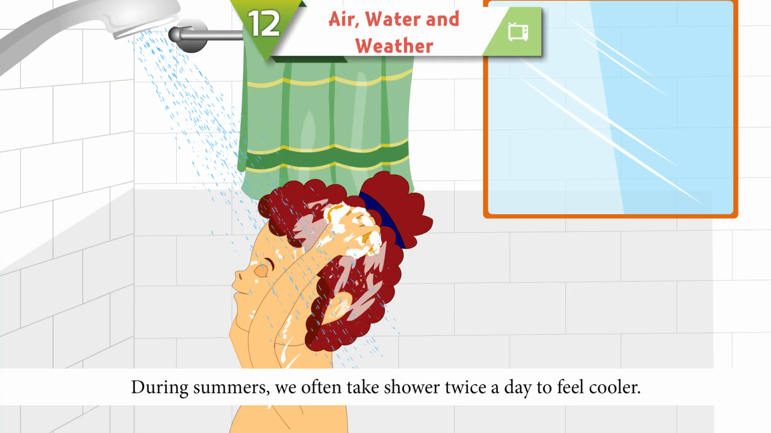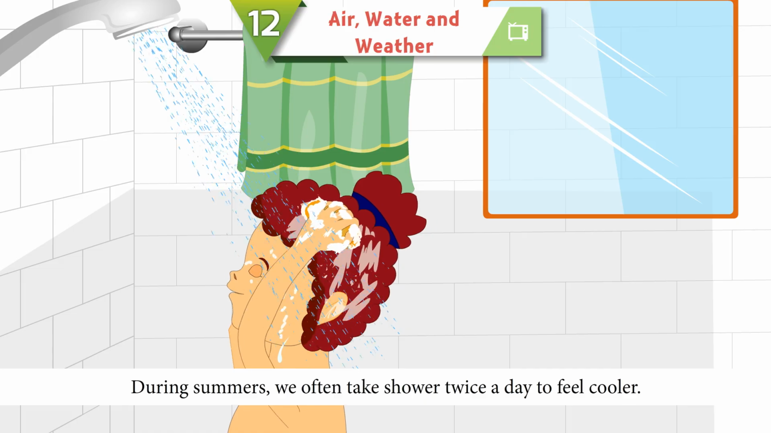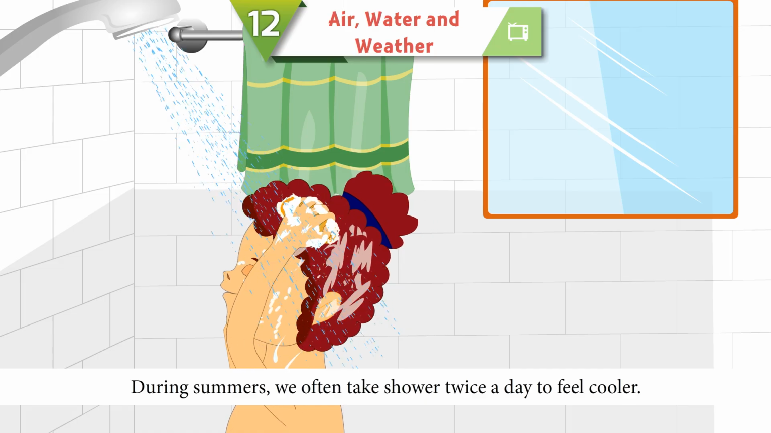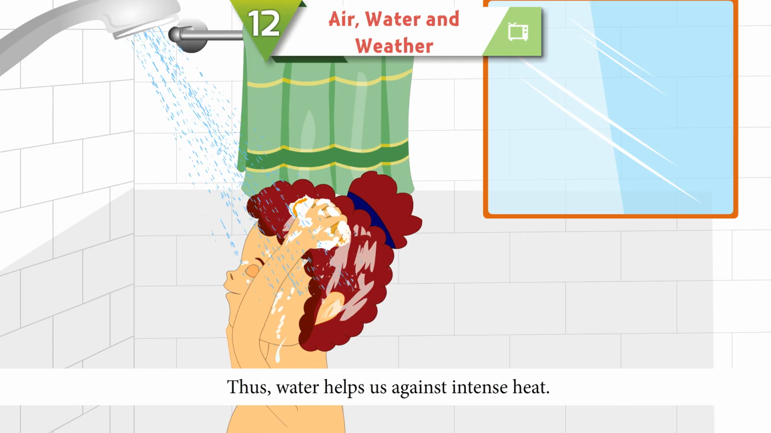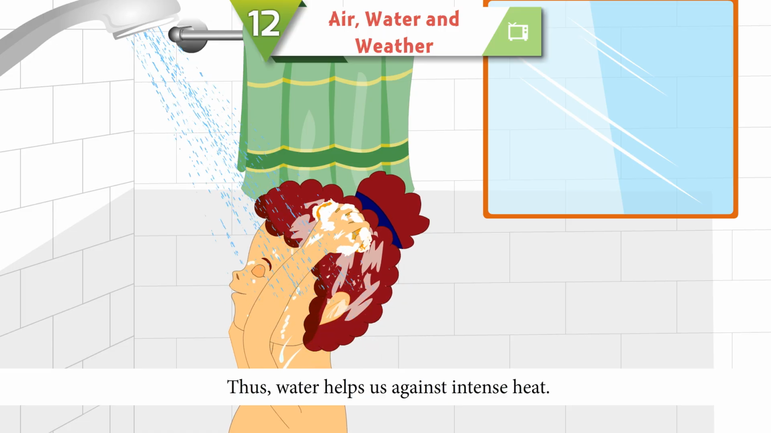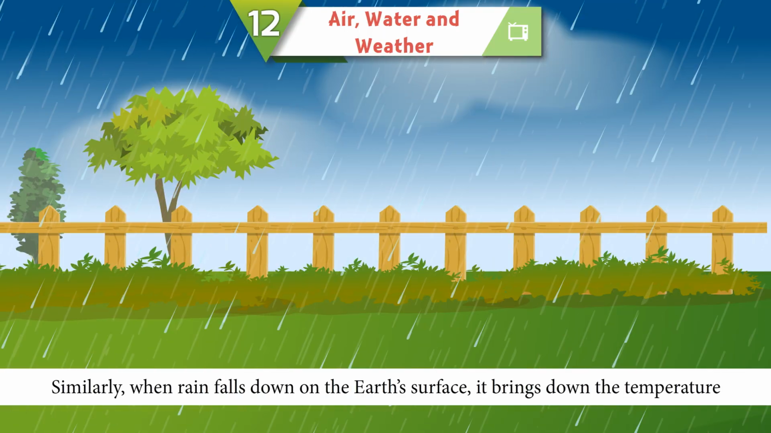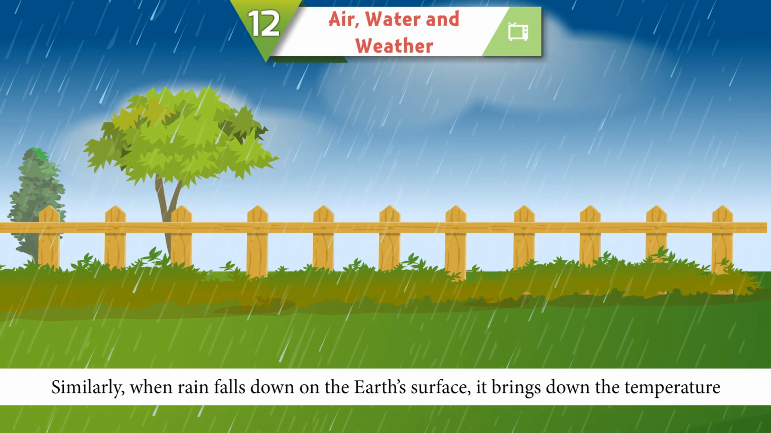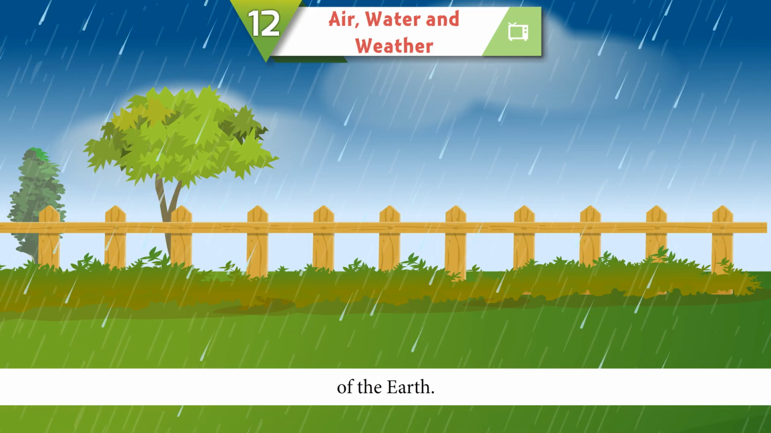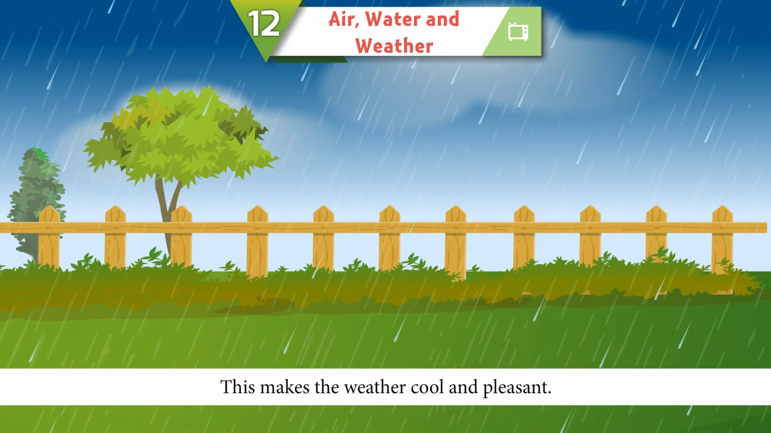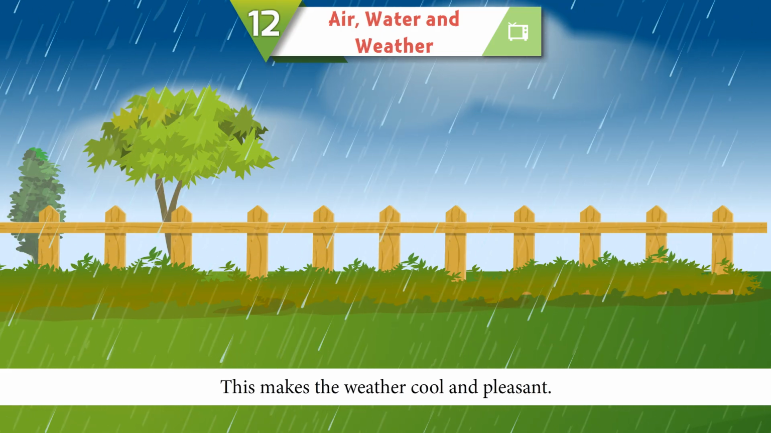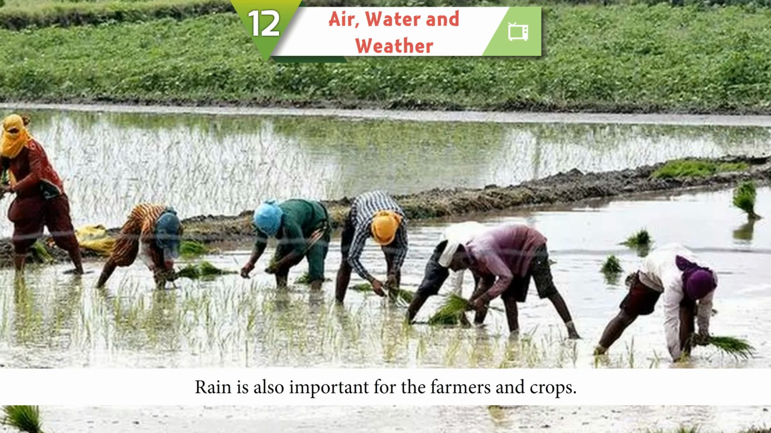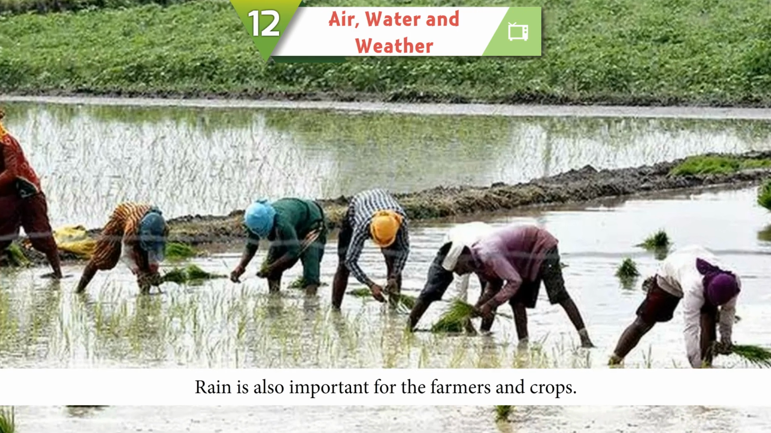Rain. During summers, we often take shower twice a day to feel cooler. Thus, water helps us against intense heat. Similarly, when rain falls down on Earth's surface, it brings down the temperature of the earth. This makes the weather cool and pleasant. Rain is also important for the farmers and crops.